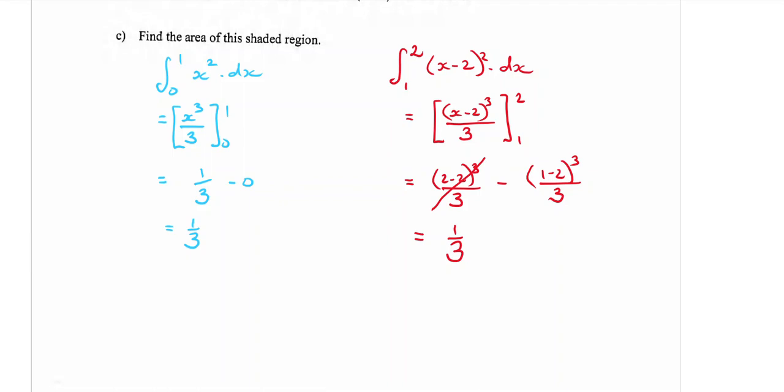The total area is going to be equal to those added together. So 1/3 plus 1/3, which is 2/3. And we need to remember to write units squared.